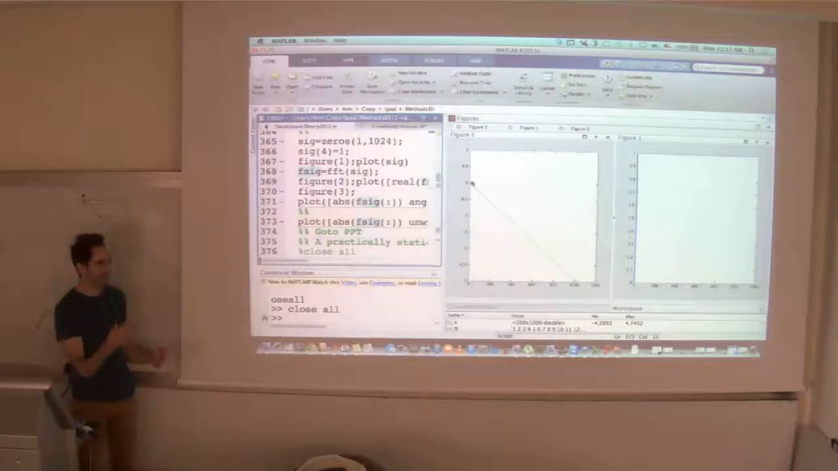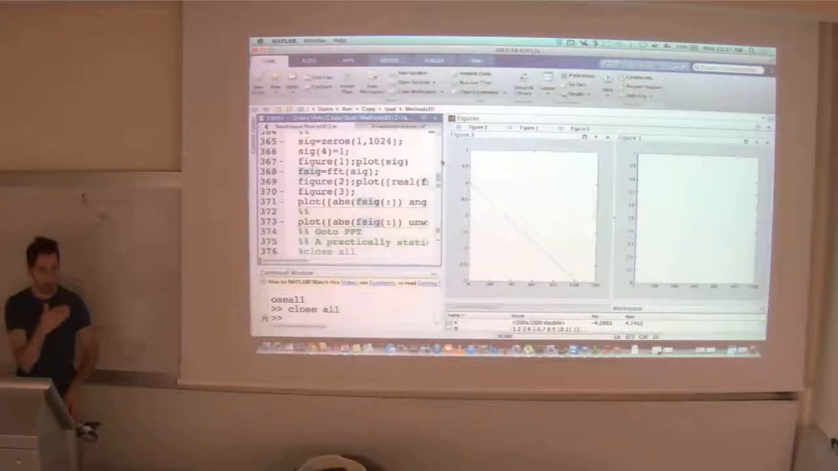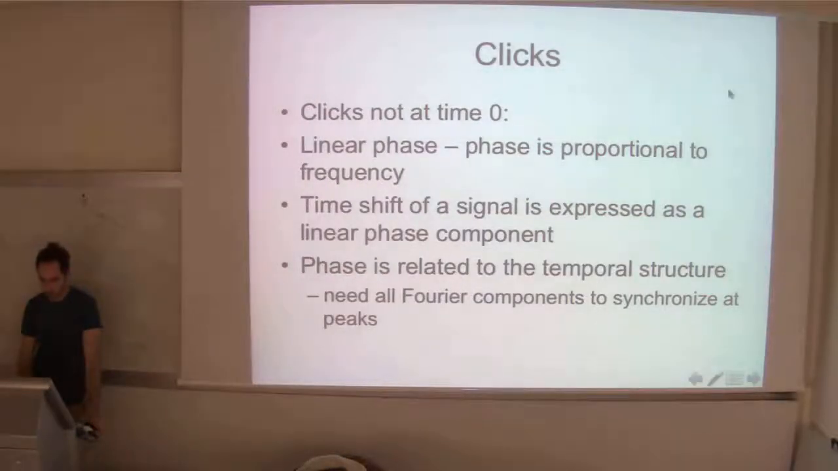I'm always forgetting the same word. The slope can tell us something about the phases, all the different phases that we want to give to all the different frequencies in order to calculate where our spike is. So we talked about clicks not at time 0, and the phase is proportional to the frequency. A time shift of a signal is expressed as a linear phase component. Phase is related to temporal structure. Of course, we need all Fourier components to synchronize at peaks.